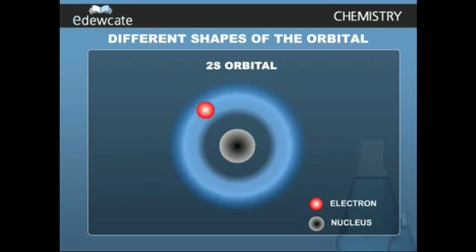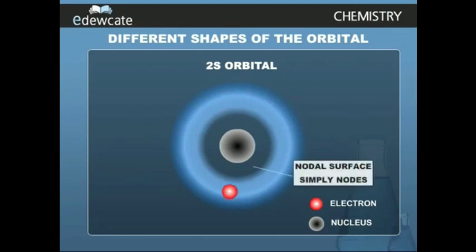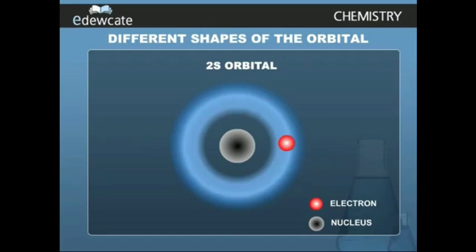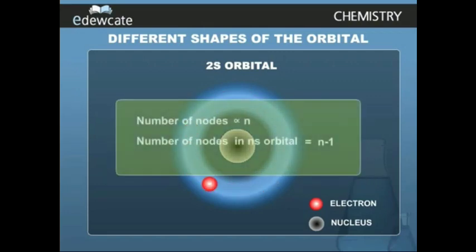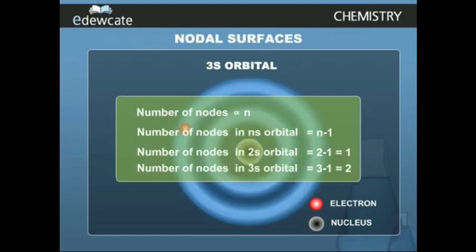The region where this probability density function reduces to 0 is called nodal surfaces or simply nodes. In general, it has been found that ns orbital has n-1 nodes. That is, the number of nodes increases with increase of principal quantum number n. In other words, the number of nodes for 2s orbital is 1, 2 for 3s orbital, and so on.